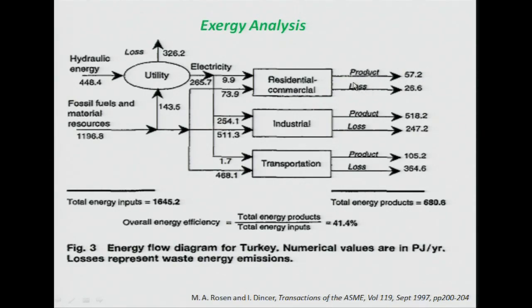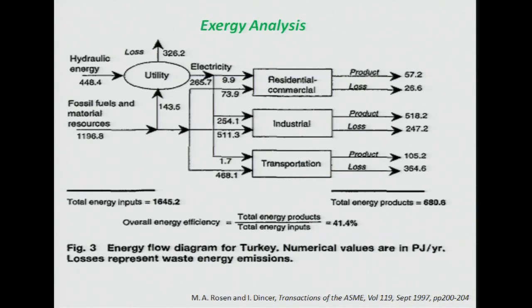So this is the energy out. What are considered energy losses in the system. They have energy products of around 680.6 units. I don't know what the units are in. Maybe it's gigawatts. It doesn't really matter. But when they look at the ratio of the energy produced to the energy inputs, it's about 41.4% efficiency.